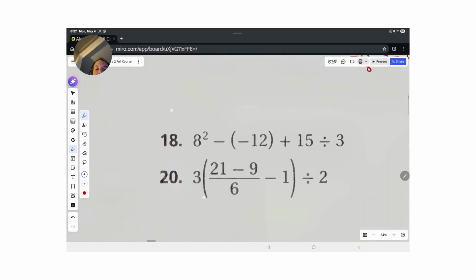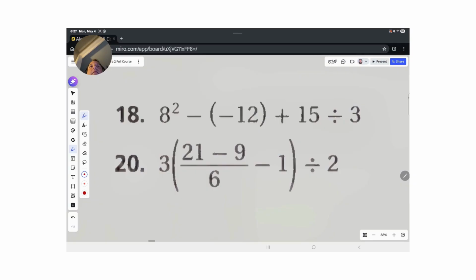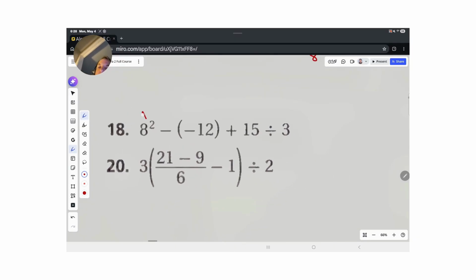Okay, let's take a look at 18. Here we have an exponent. The E in PEMDAS is for exponents. 8 squared minus negative 12 plus 15 divided by 3. So let's evaluate the exponent first. 8 squared is 8 times 8, or 64. Now we're ready to write out the rest. Let's go ahead and keep it written all together so we don't get confused. I tell students just go ahead and rewrite everything as you go. Minus negative 12 plus 15 divided by 3.